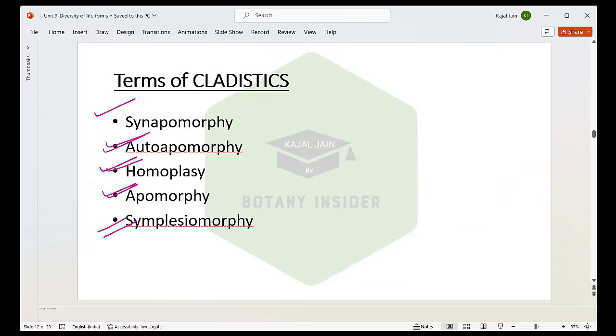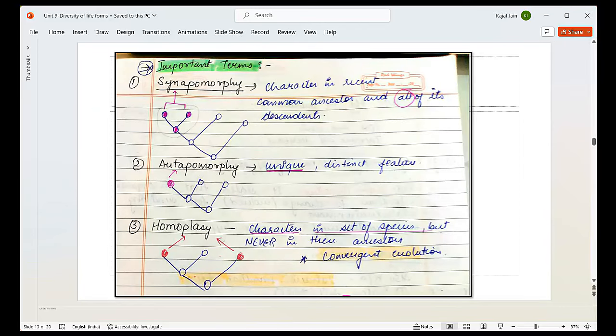Synapomorphy, autapomorphy. It is not "auto," I pronounce it "aut-apomorphy." I don't know why, from the very beginning. Then you have homoplasy, then apomorphy, and then symplesiomorphy. Okay, this was the only dedicated topic that I did for my unit number 9. That's why I have notes of it. So just understand this. Okay, so, important terms.